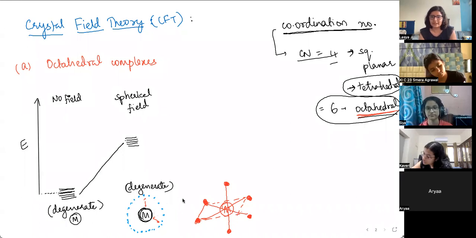Okay. So when the negative charge is approaching specifically only in octahedral directions, will the orbitals still all have equal energy? Like, will they have an equal amount of repulsions? No.